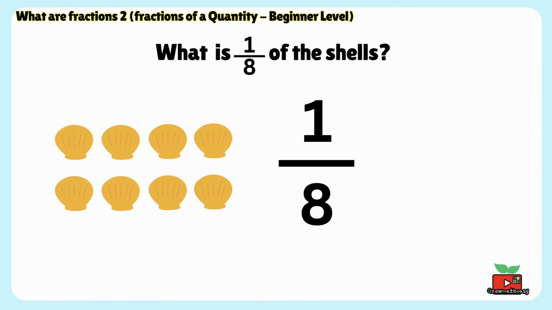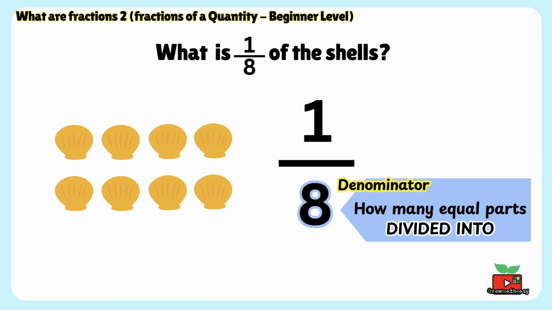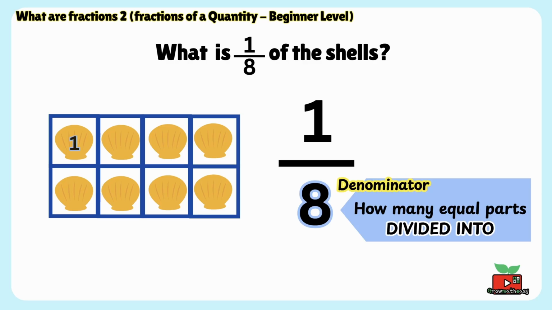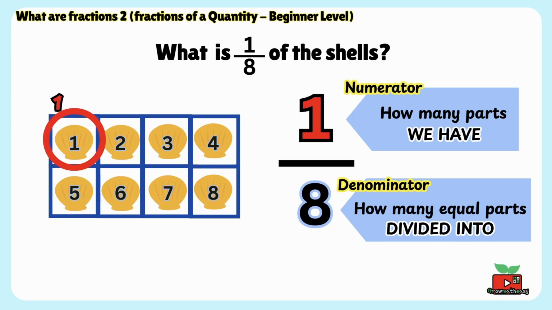For example, if we want to find 1/8 of the shells, the denominator 8 means we divided the 8 shells into 8 equal groups. So 1 shell per group. The numerator 1 means we take 1 group. So 1/8 of the shells is 1 shell.